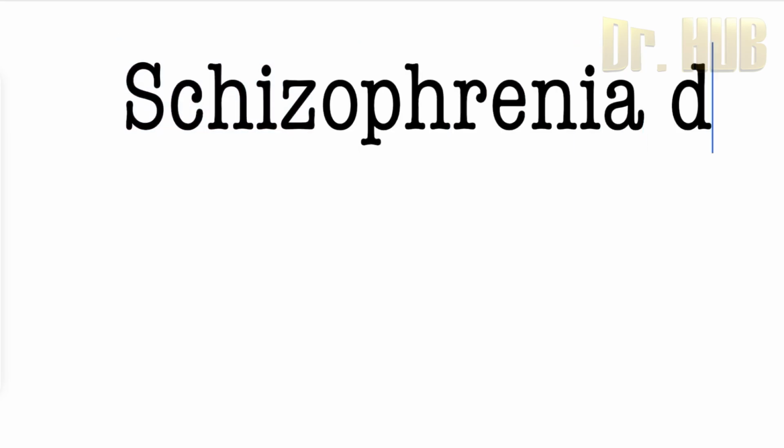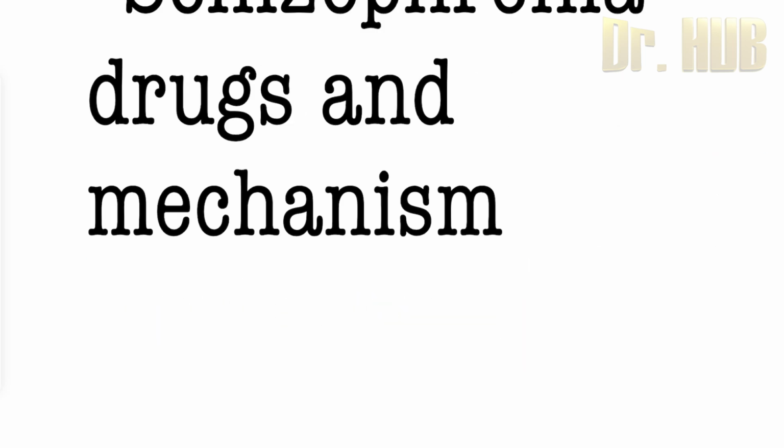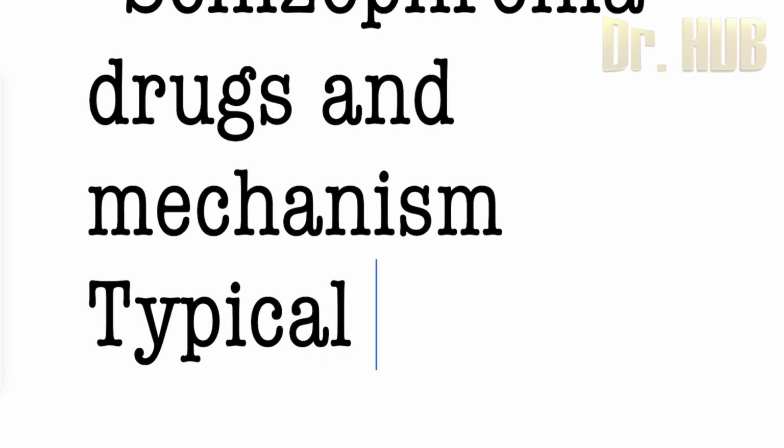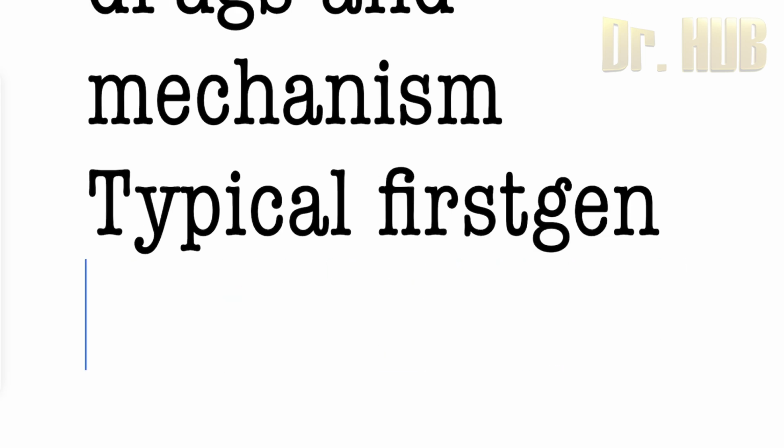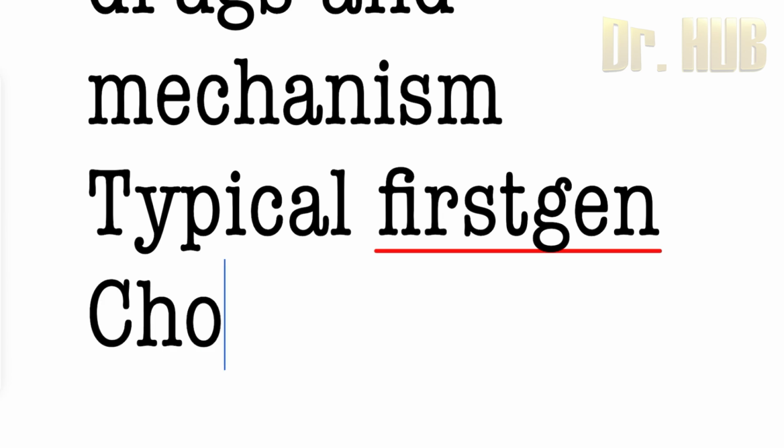Schizophrenia. Let's look at the drugs and also the mechanisms. So first is the typical. Typical means the first generation antipsychotics. This can include chlorpromazine.